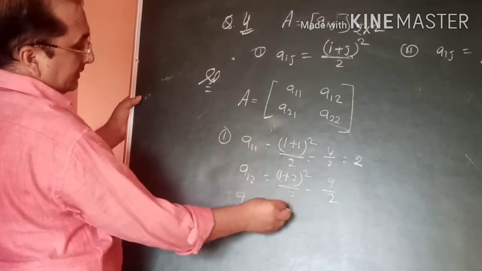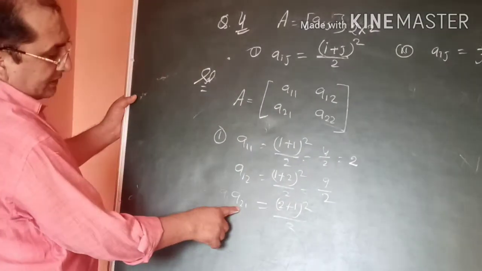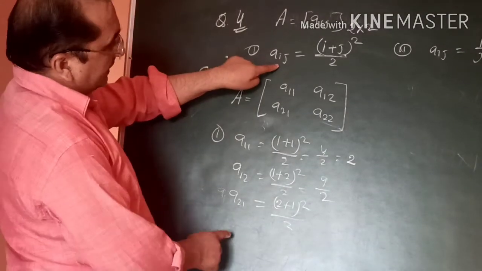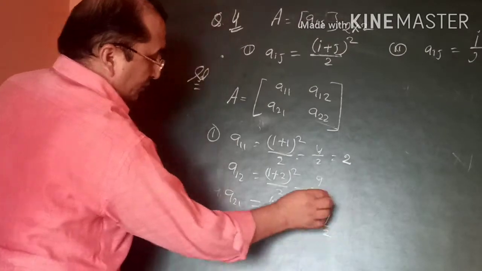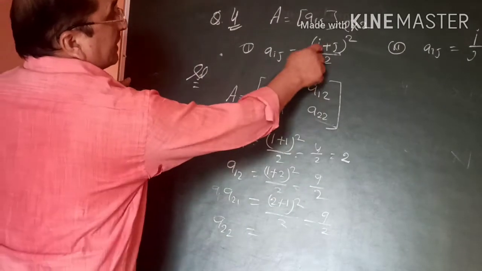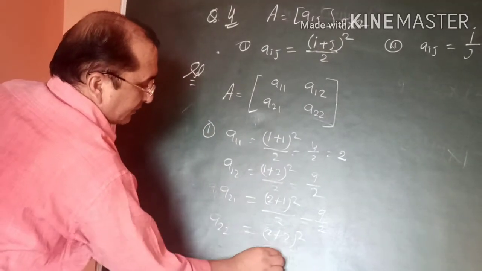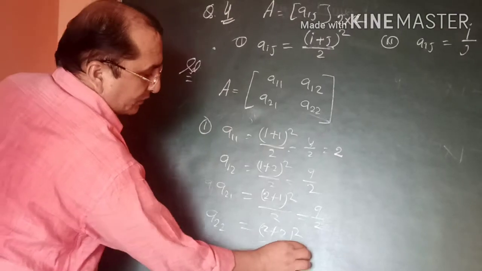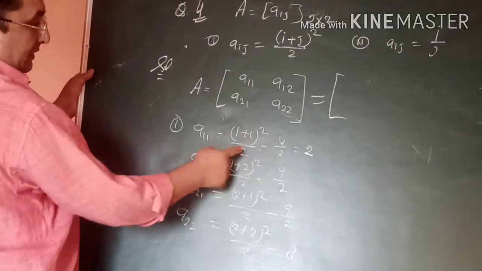a21 means (2 plus 1) whole square upon 2. Instead of 2 comma 1, i is 2 and j is 1, and it will come 9 upon 2 again. And a22 is this one: (2 plus 2) whole square divided by 2, 2 plus 2 is 4, 4 squared is 16, upon 2, that is 8.